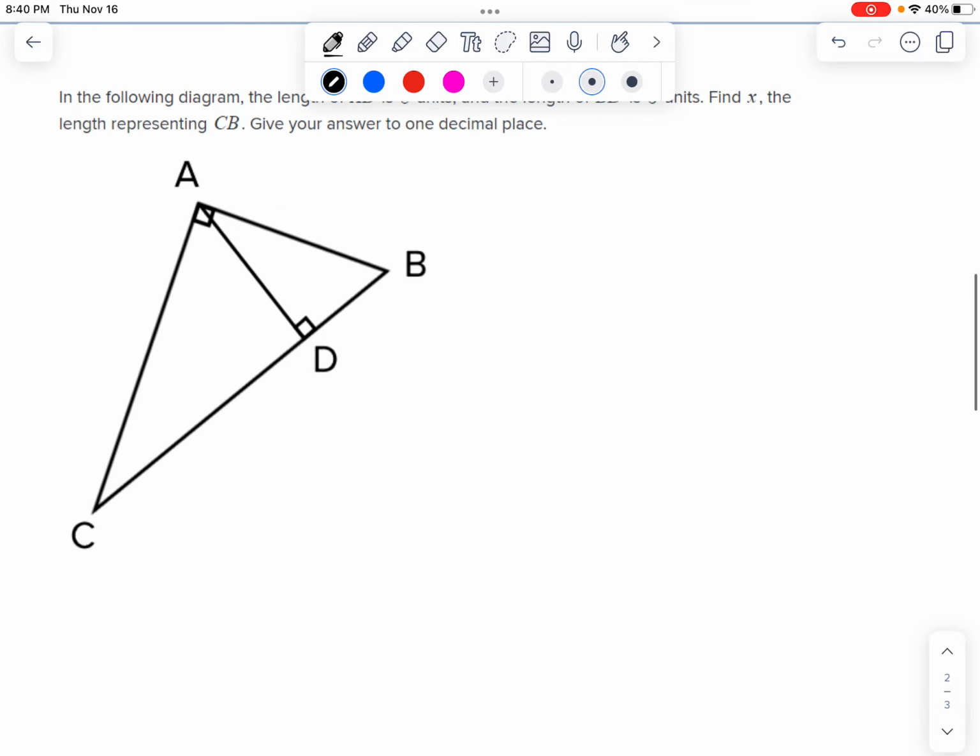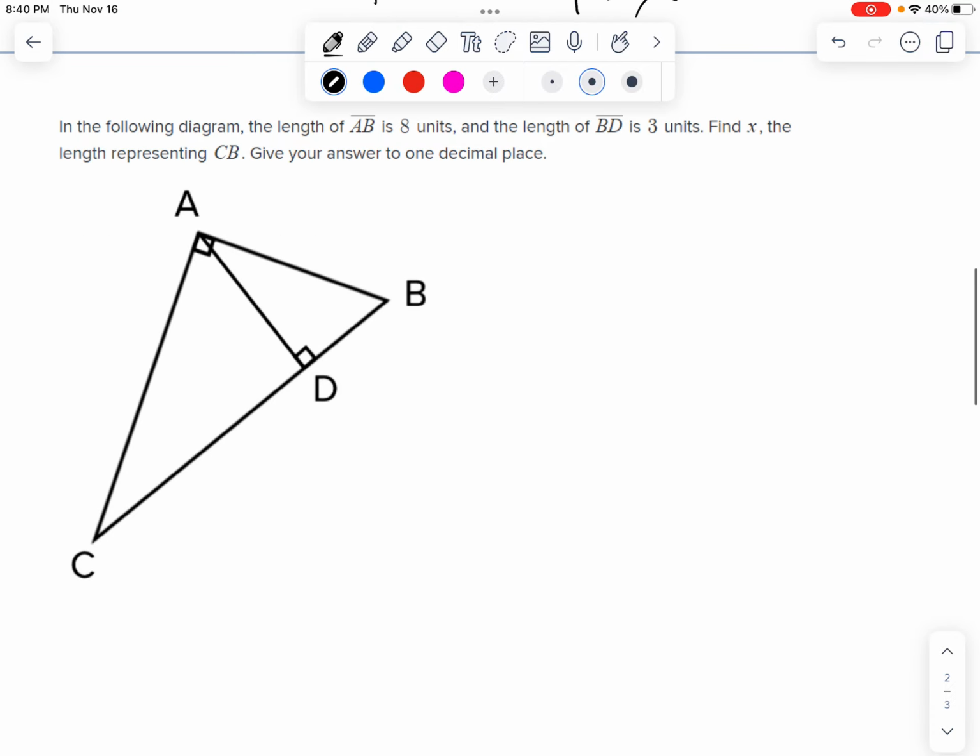Sometimes you may have to use the Pythagorean theorem to get a missing side. So let's give this one a try here. AB is 8 units long. So AB is 8. BD is 3. And we're trying to find x, which is the distance from C to B. So from C to B, all the way from there to there is x.